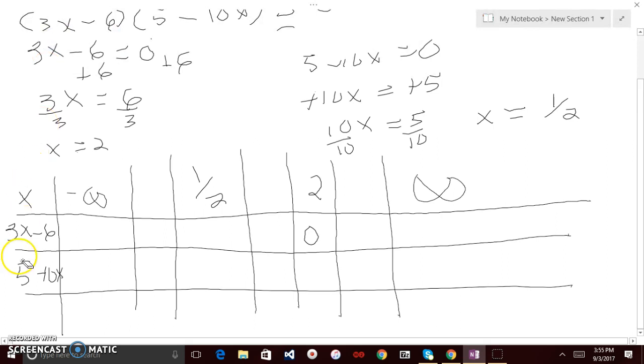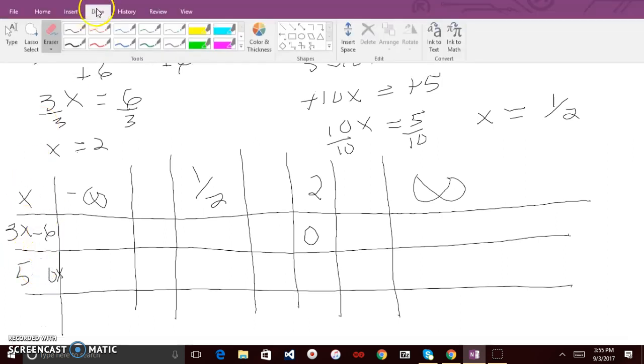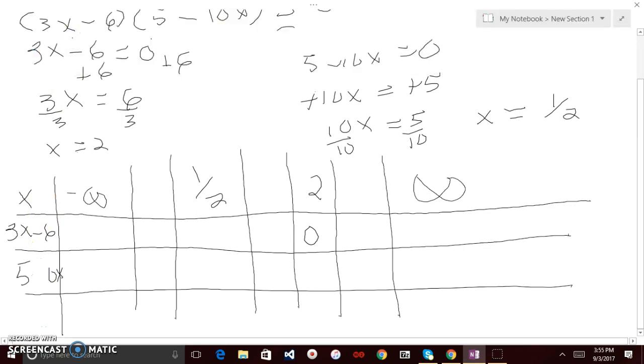Eraser. Gone. Let's go back to the pen. So that's a minus 10x. Okay, yeah, minus. Alright, so what was the 0 for that again? That was 1/2, so you put 0 right here. So now let's fill the rest of the spaces with signs, which is what's put in them.